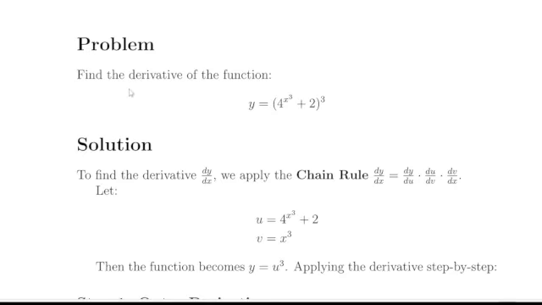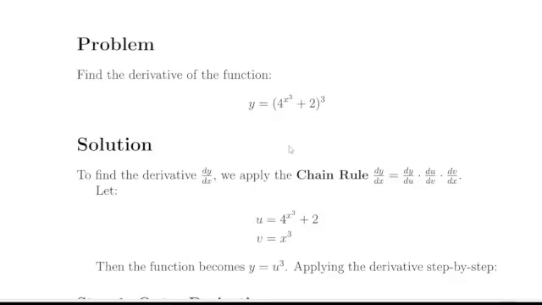In this video, we want to find the derivative of the function y equals (4 to the x cubed plus 2) quantity cubed. To find the derivative, we want to use the chain rule. So we're going to define u to be 4 to the x cubed plus 2, and then v to be the outside function, which is x cubed.